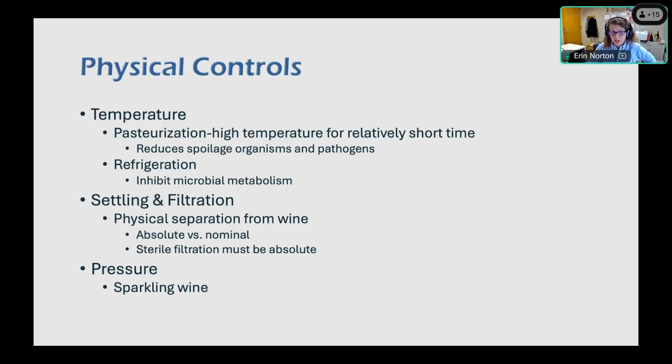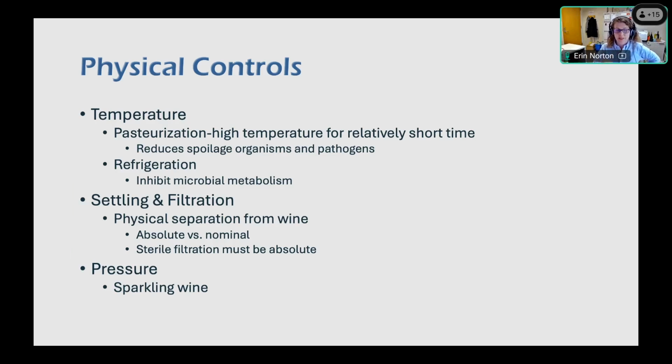Settling and filtration. These are two things that we use to get rid of microorganisms. And the settling part of it and the filtration part of it, quite frankly, is not just for getting rid of yeast and bacteria. It's getting rid of all kinds of particles that we don't want, all undissolved particles that we don't want in our wine. So it's a physical separation.